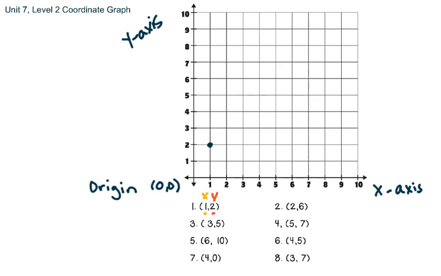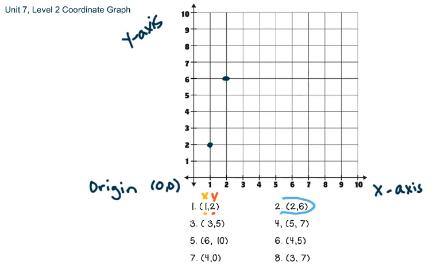Number 2 says our coordinate is 2, 6. So I'm going to go ahead and start at the origin. I'm going to move to the right 2, and then I'm going to move up 6. 1, 2, 3, 4, 5, 6. And I'm going to make my mark. That's the point for the coordinate 2, 6. Go ahead and erase this, and we'll do another one.